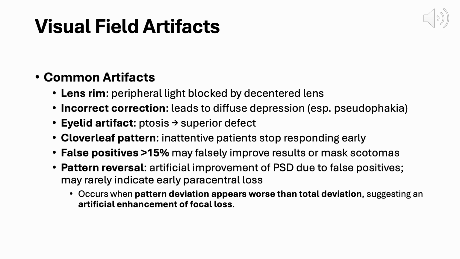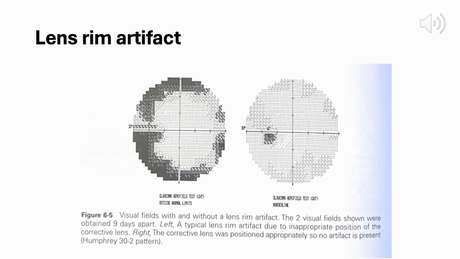Pattern reversal is a more subtle artifact. This happens when pattern deviation looks worse than total deviation, which seems paradoxical. It typically reflects an artificial enhancement of focal loss due to false positives, although in rare cases it may indicate early paracentral glaucomatous damage. This slide demonstrates the classic appearance of a lens rim artifact.